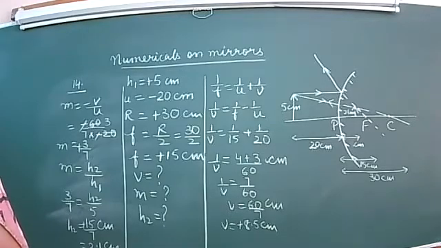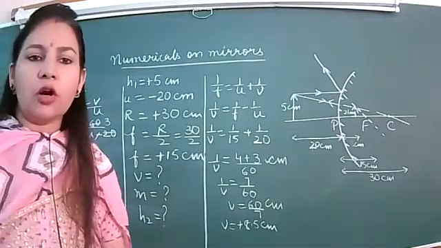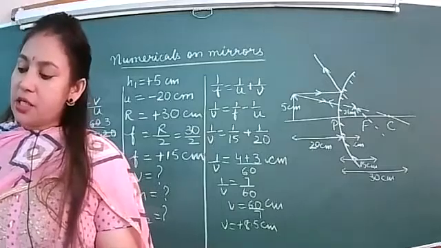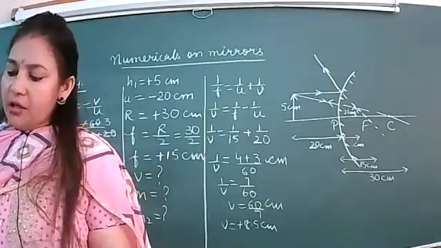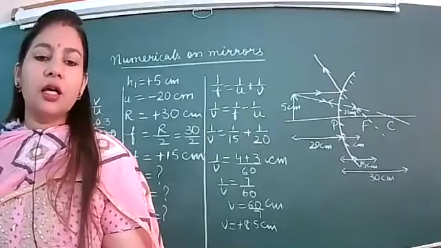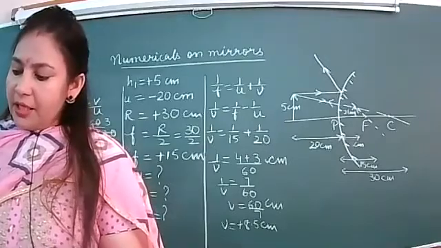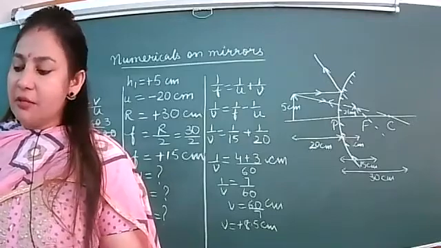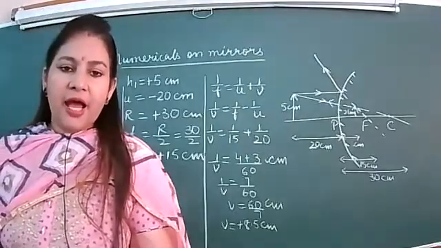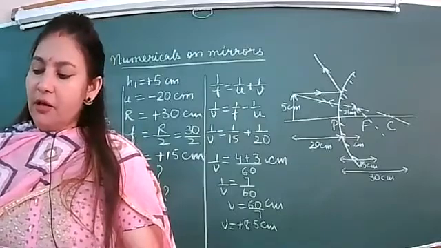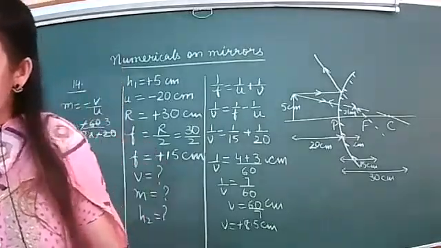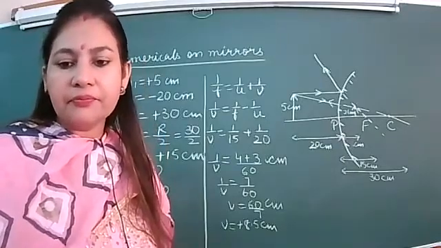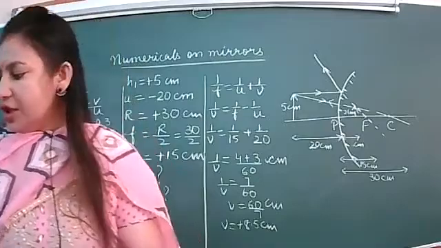This is a small question. Write down the statement, those who do not have the book. A concave mirror produces 3 times magnified real image of an object placed at 10 centimeter in front of it. Where is the image located? You have to locate the image, that is, find V. So let us do this question here.